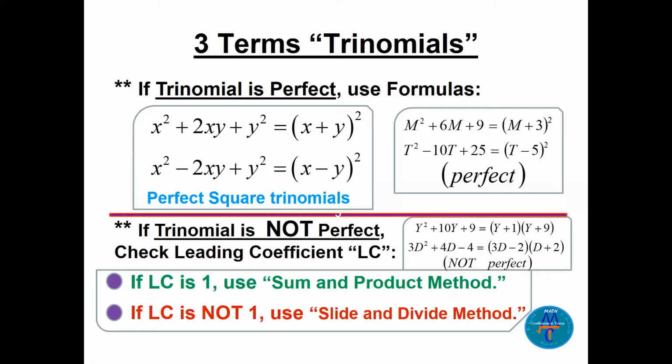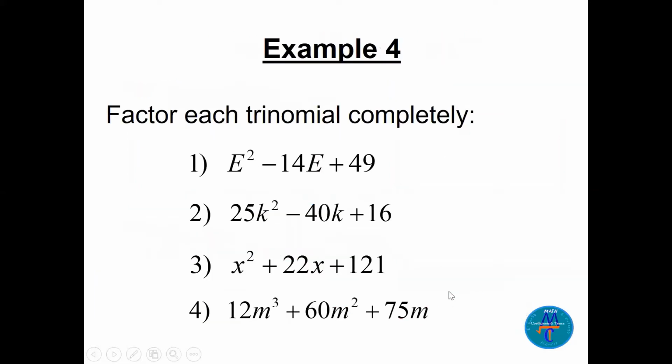Now, to find the factoring here, just wait a few minutes. I will show you what to do. Let's start with example 4. We have 4 parts. Look carefully, please. e squared minus 14e plus 49.